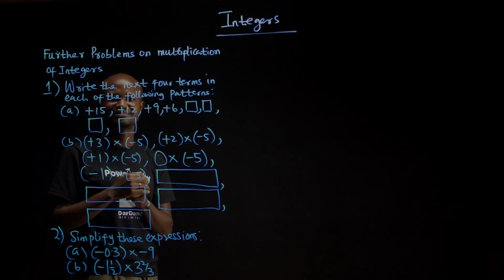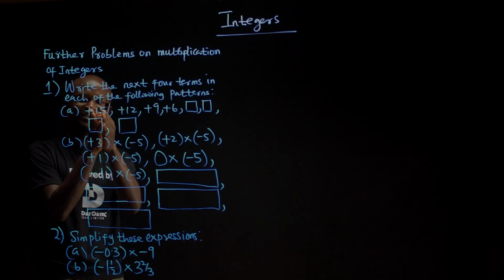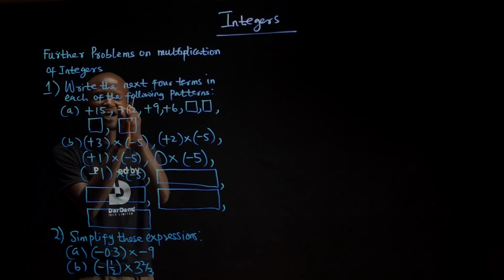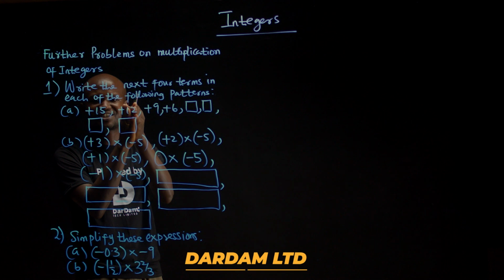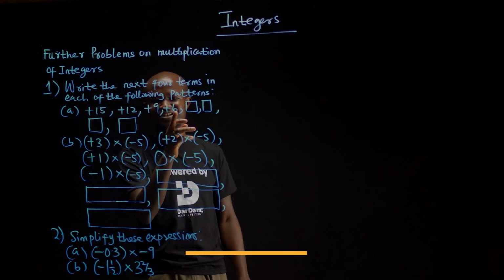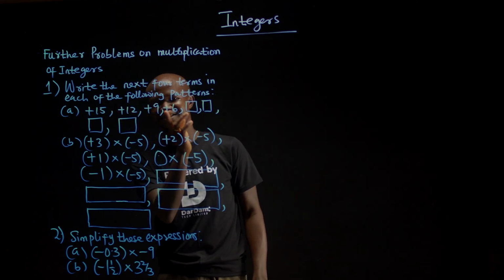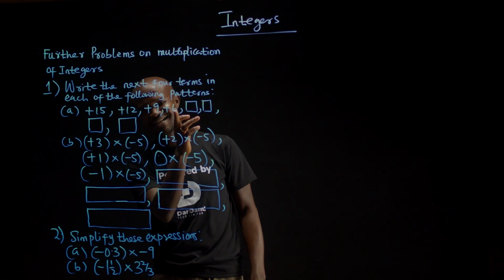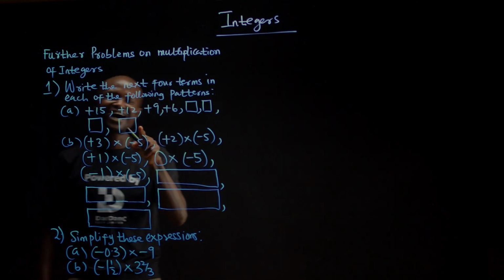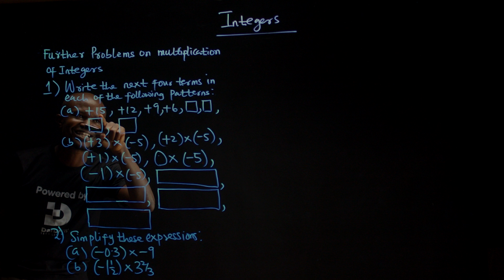Multiples of 3. The highest number in the pattern is plus 15. Moving on, we have the next one, plus 12. So it's decreasing, and the lowest one we have is plus 6. Now, moving back, plus 6, plus 9, plus 12, plus 15. This represents 3 times what? 3 times 2. This is 3 times 3. The next one is 3 times 4, and this is 3 times 5.